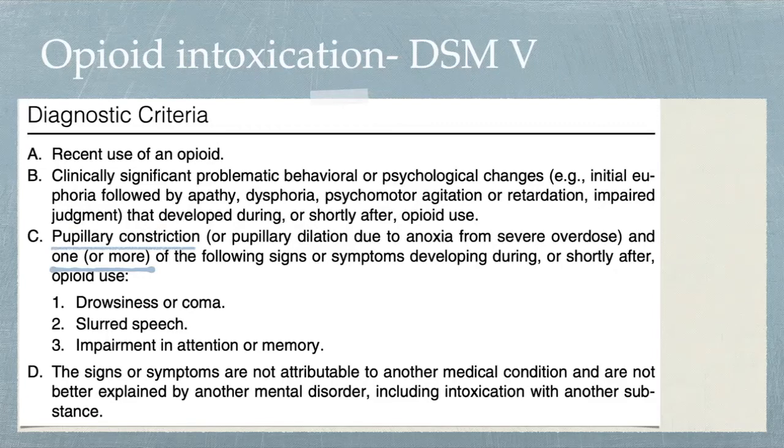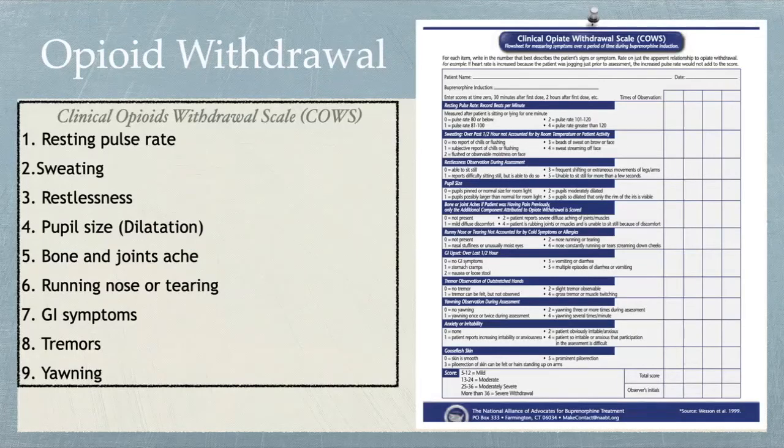For opioid intoxication, the diagnostic criteria from DSM-5 include pupil constriction and one or more of the following signs and symptoms: drowsiness or coma, slurred speech, impairment in attention or memory. So it is very important to notice and to diagnose opioid intoxication.